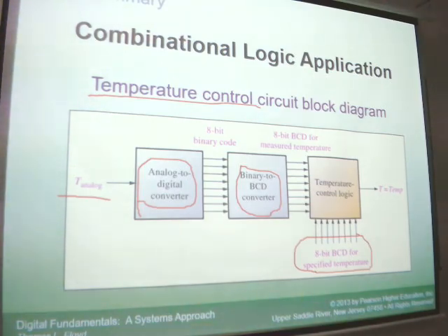We must note that this 8-bit BCD is for the specified temperature, and this 8-bit BCD is for the measured temperature. The two BCD codes are processed by the temperature control logic. Then the output is on temperature.